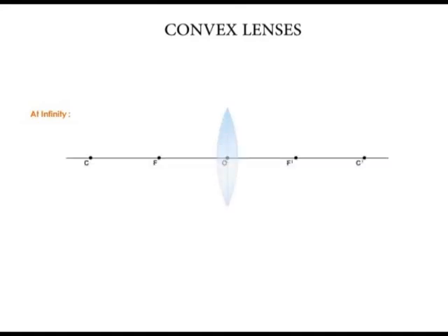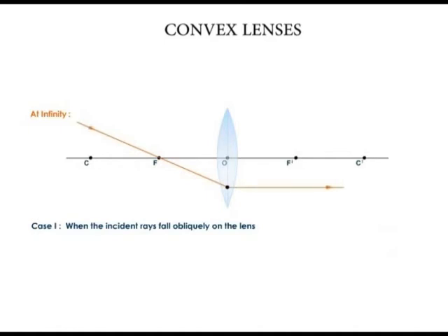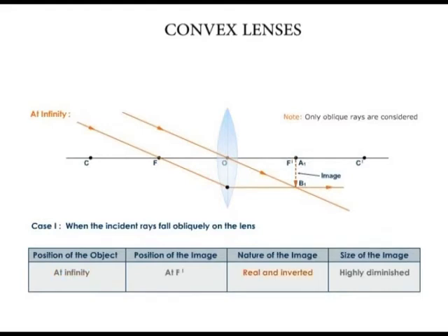Object at infinity. Now, the rays of light coming from an object at infinity are always parallel to each other. Now, case 1, when the incident rays coming from an object fall obliquely on the lens. Now, an incident ray through the focus of a lens emerges parallel to the principal axis after refraction. Next, an incident ray through the optical center is undeviated. The two rays meet at F. Thus, for an object at infinity, a real inverted and highly diminished image is formed at F.